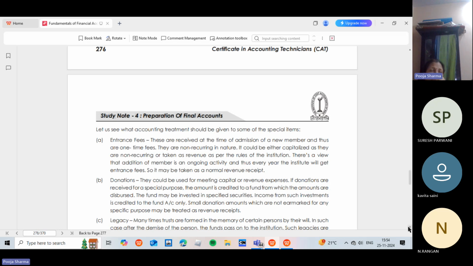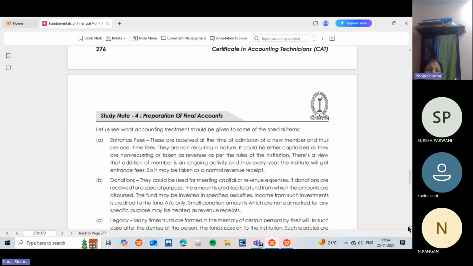Donation can be classified into four parts. You can say general, specific, recurring, non-recurring. What is the meaning of general donation? General means it has no specific purpose. You can use it for any purpose. So that means it is of general purpose. So we will treat it as revenue, shown under the head income and in the receipt and payment account.